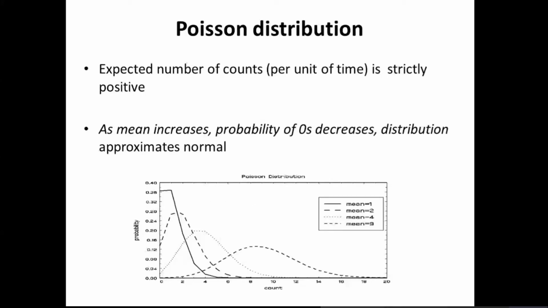This is true because the expected number of counts for count data is always strictly positive. As the mean increases, the probability of 0 decreases, and the distribution approximates normal. If the mean increases and the standard deviation gets smaller, then it will approximate the normal distribution. For example, look at the solid line here. When the mean is 1, you have this distribution, which is highly skewed, the solid one. When the mean is 2.